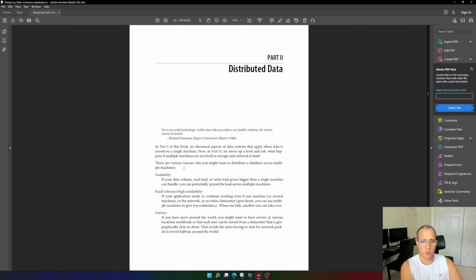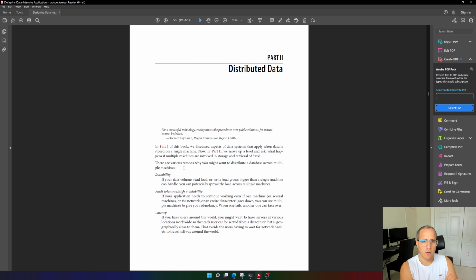In Part 1 of this book, we discussed aspects of data systems that apply when data is stored on a single machine. Now, in Part 2, we move up a level and ask what happens if multiple machines are involved in the storage and retrieval of data.